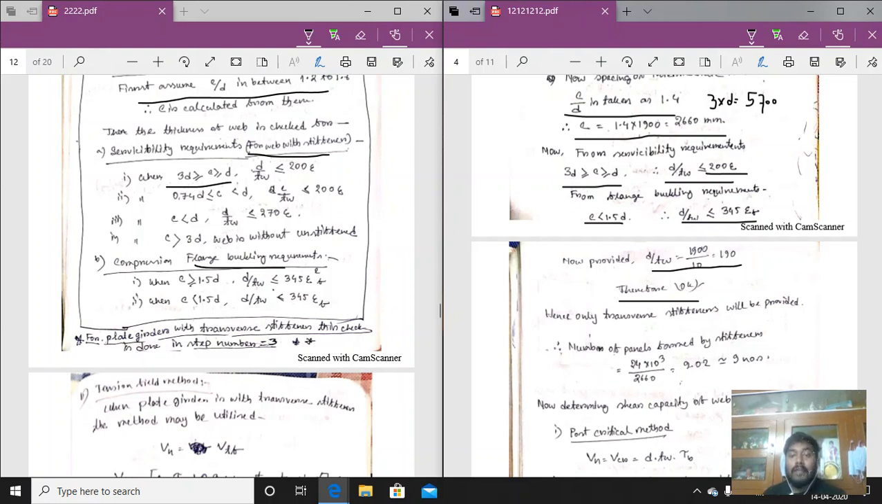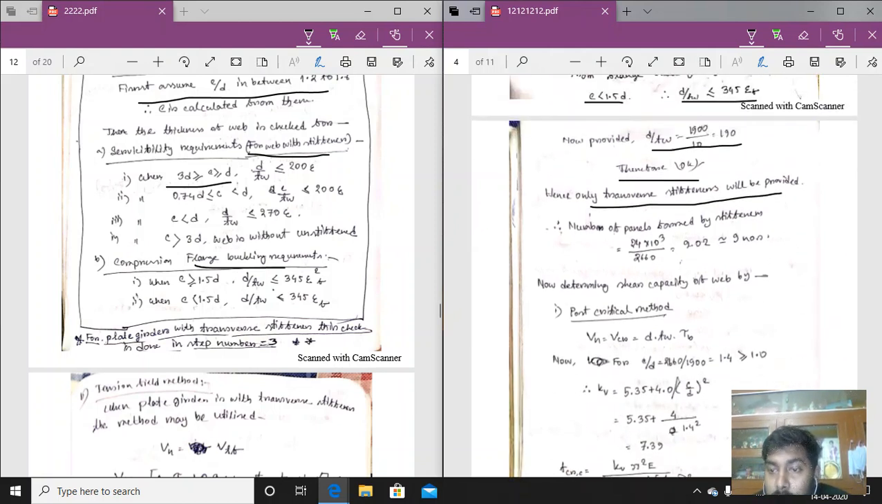Now here only transverse stiffeners will be provided. So transverse stiffeners are required, only transverse stiffeners. So let us calculate the spacing of the transverse stiffeners. How many panels will be created? What is the panel? I think you basically know that if this is one transverse stiffener, and this is another stiffener, then the distance between them is called a panel. It is one panel.